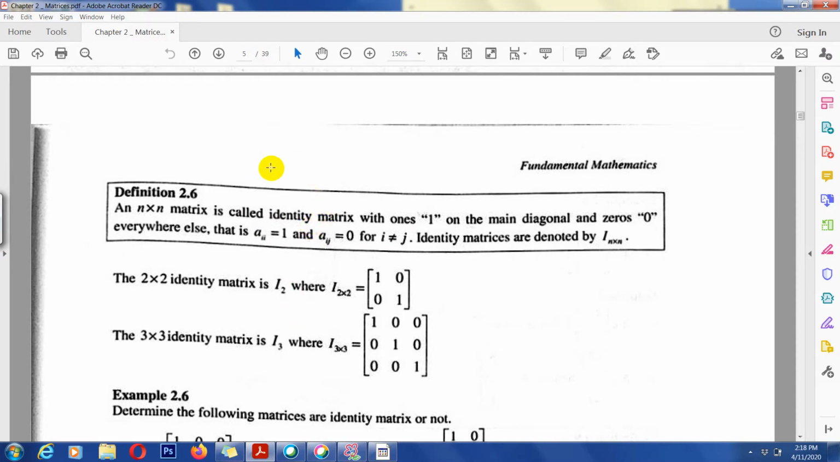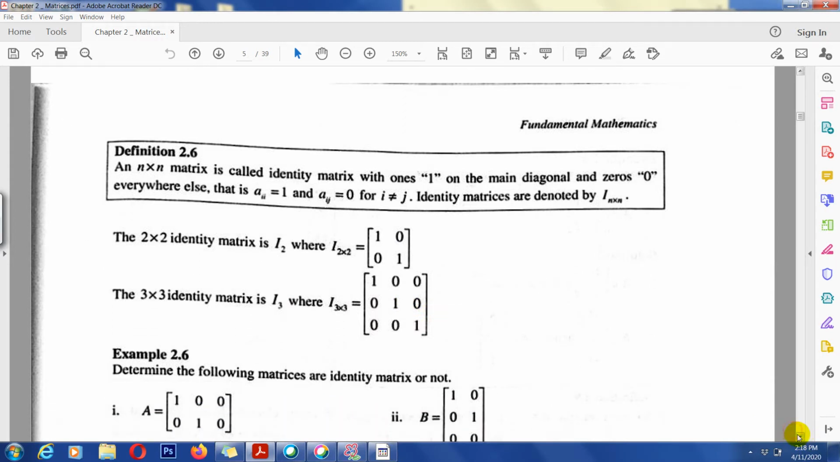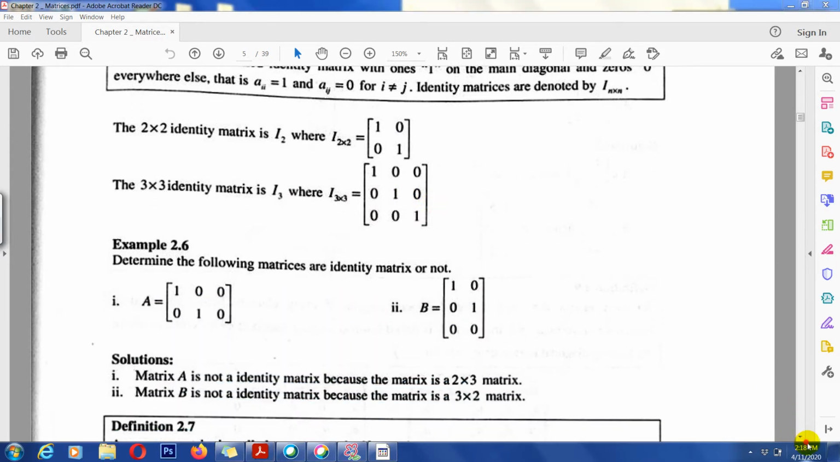Another one is the identity matrix. The main diagonal is 1 and the rest of the entries are 0. We call this the identity. This is important, one of the important properties of matrices; we will see it later. Determine whether the following matrices are identity matrices or not.